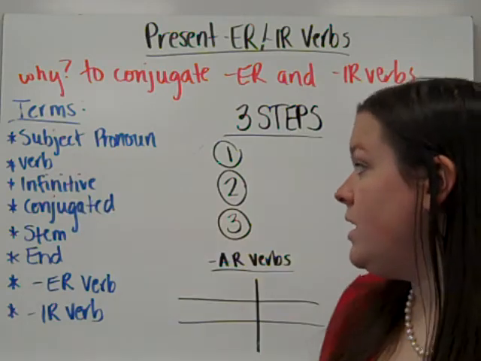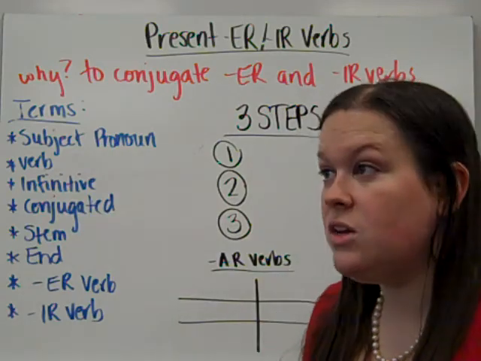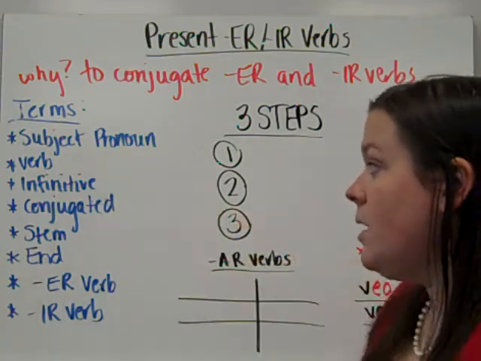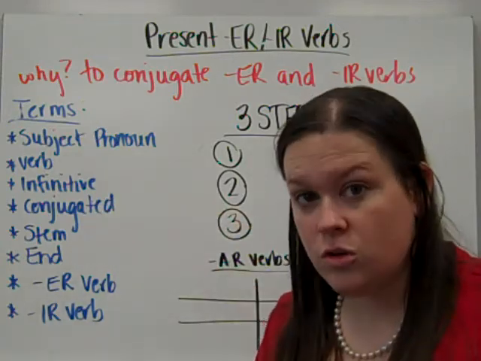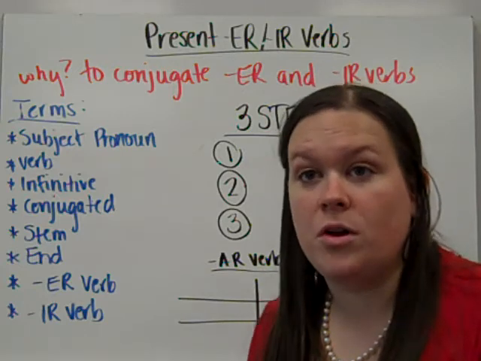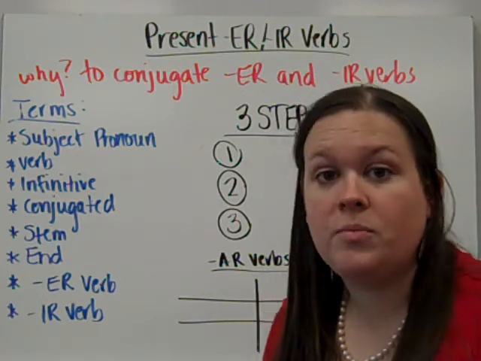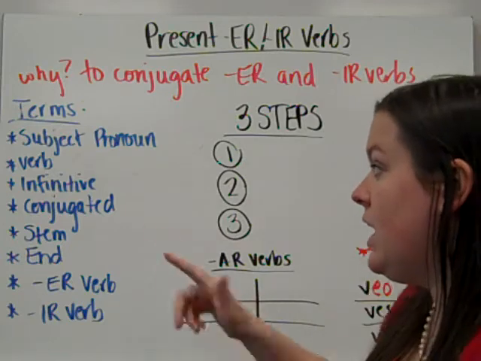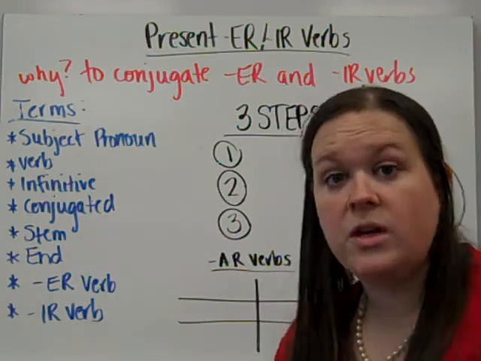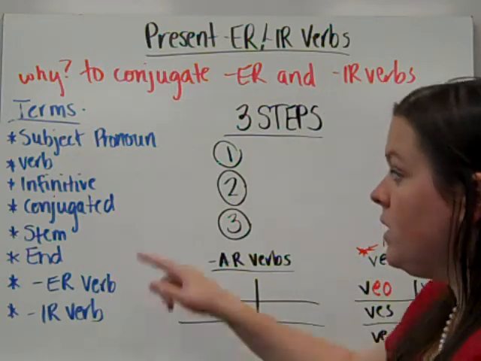A verb is the action word in the sentence. It is what the person or thing is doing. Infinitive means the verb is in its original, unchanged form. So in English, that would be anything with to in front of it: to ski, to swim. In Spanish, it has to end in AR, ER, or IR. We've already discussed AR verbs, so just ER and IR today.